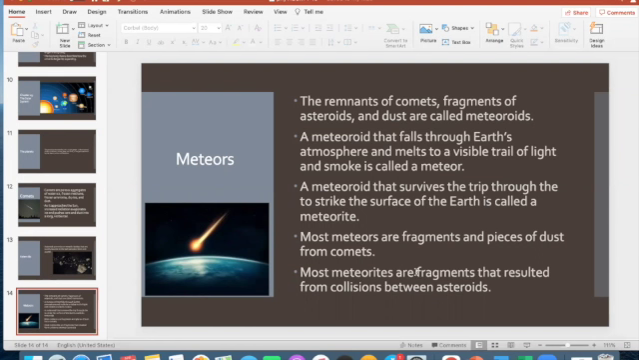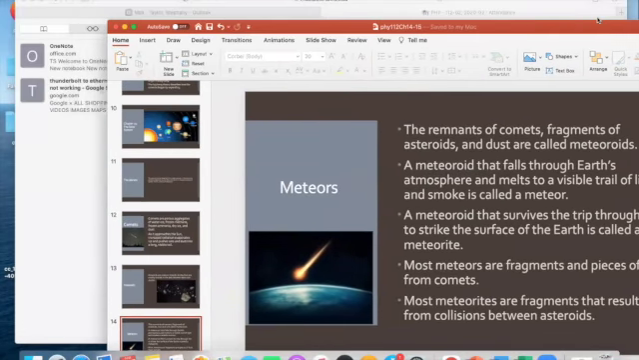So again, most of the asteroids in our solar system are between Mars and Jupiter, because that is the asteroid belt. All right, and that is the gist of chapters 14 and 15.